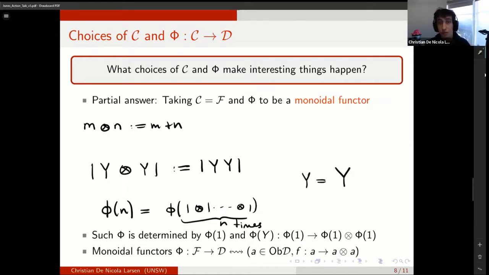So from this, we kind of see that monoidal functors from our category of binary forests to a certain monoidal category D are in one-to-one correspondence with the choice of an object of the category D and a morphism from the object to the object tensored with itself. This is a nice way to actually generate these monoidal functors and hence representations. So let's see this in practice.